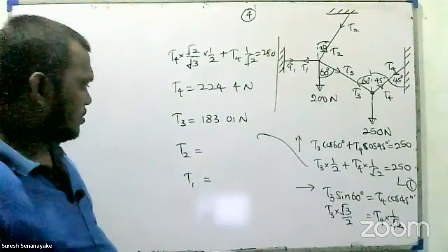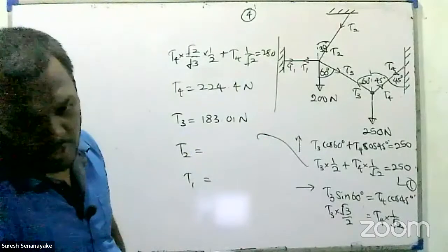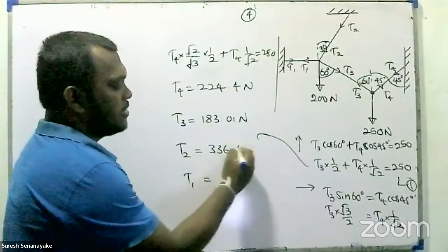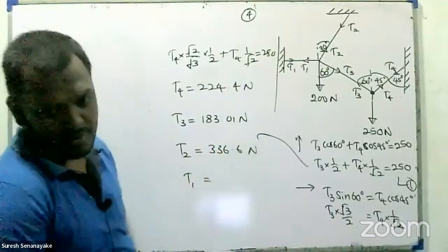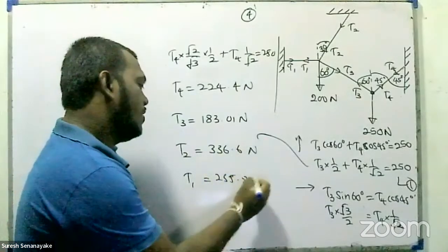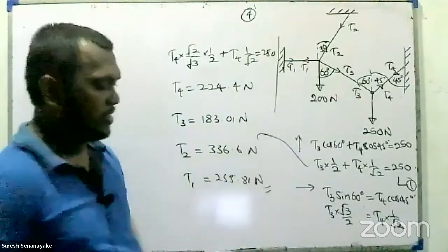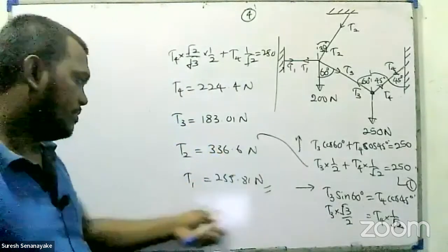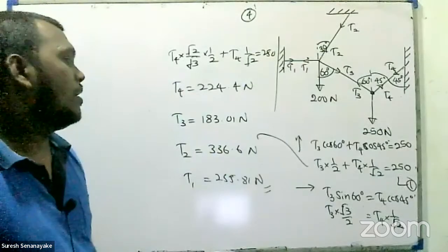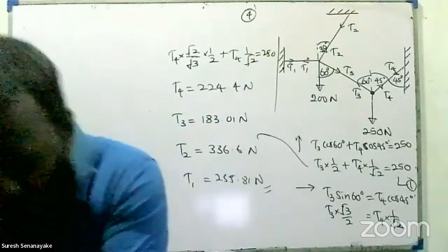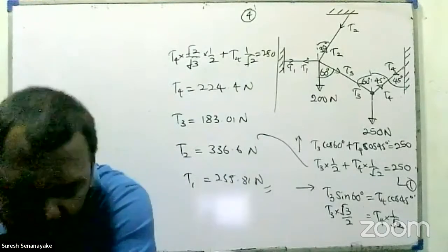T2 will be 306.6 Newton and T1 will be 255.8. You can simplify, and because there are root values, you can get the value and then simplify it to two decimal places. Next day we will see your workings, right?